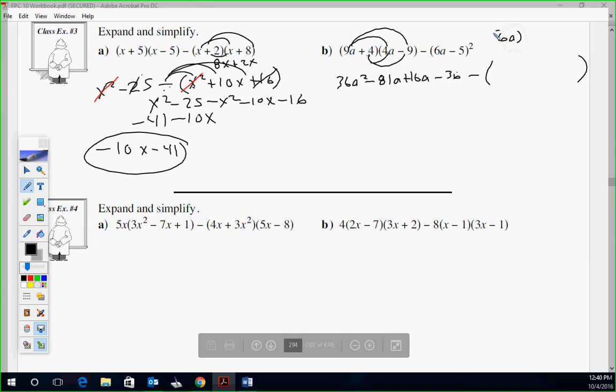6a squared, which is 36a squared. 6a times negative 5, so I'm going 2 times 6a times negative 5, which is negative 30, negative 60. So I went 6 times 5 is 30 with a negative, negative 30, times 2 is negative 60. Okay, and then negative 5 squared is a positive 25.